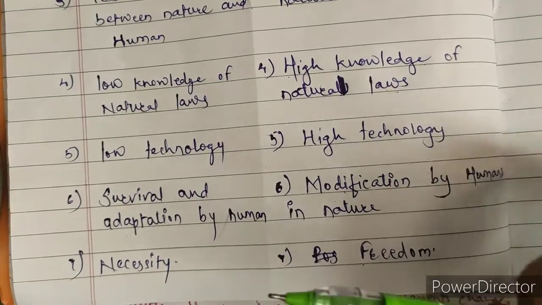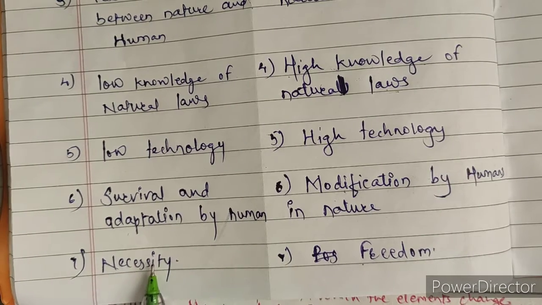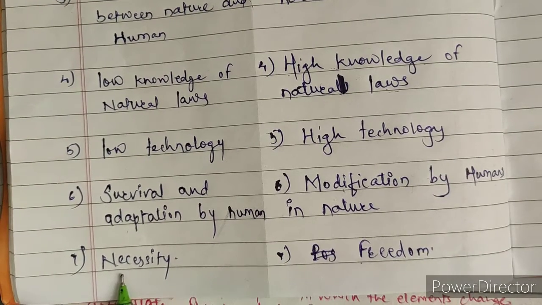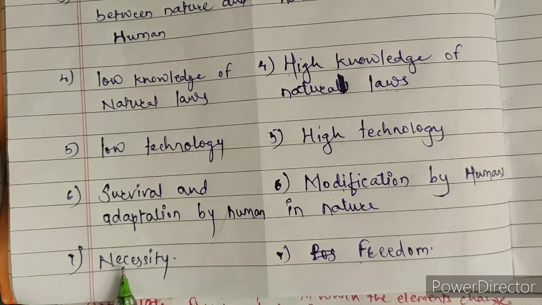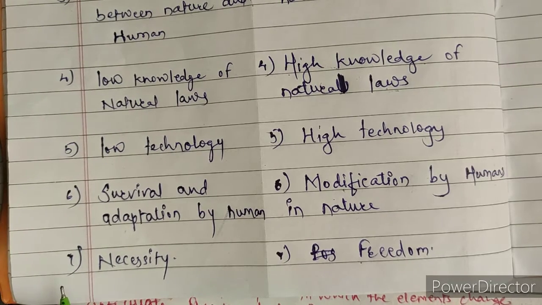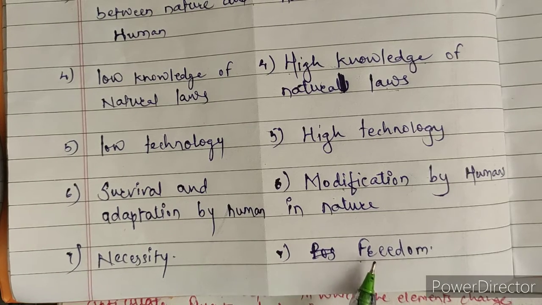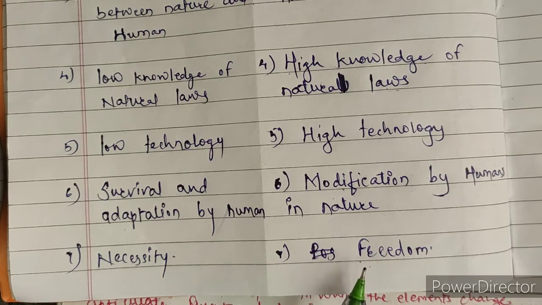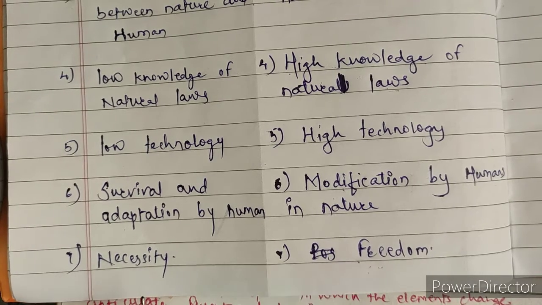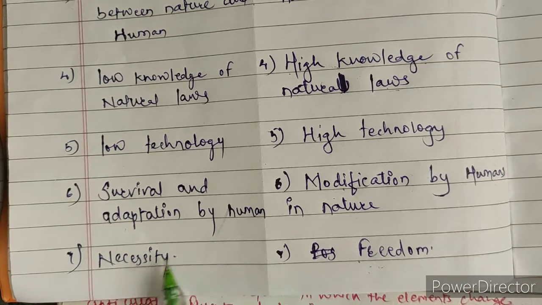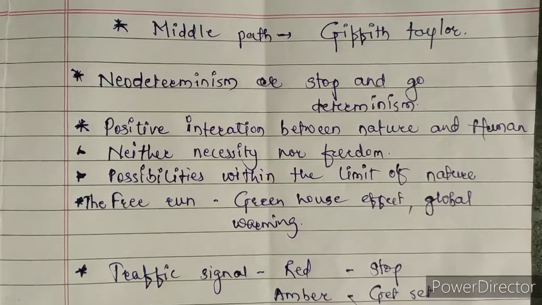And at the last, when there was naturalization of human, that situation was necessity, where we required nature. But due to technology, we created free run. Remember this word, free run. We created the situation of free run. That is the freedom. We were free to use nature. So again there is a contrast. Earlier we were dependent on nature and now we are free to use nature.